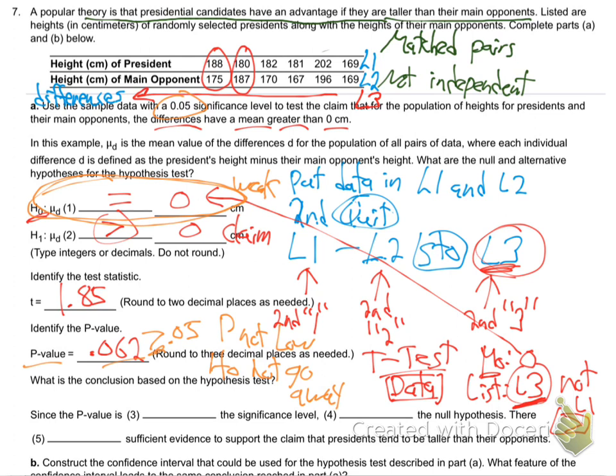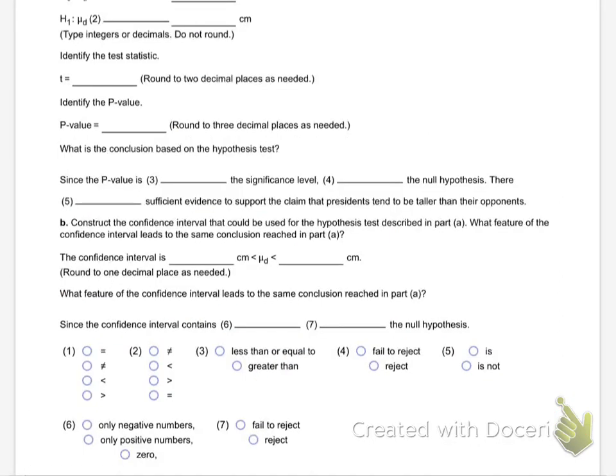Since the p-value is greater than the significance level, we fail to reject the null. There is not sufficient evidence to support the claim the taller president wins.